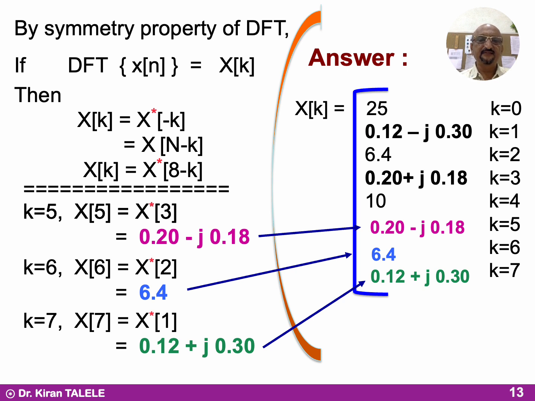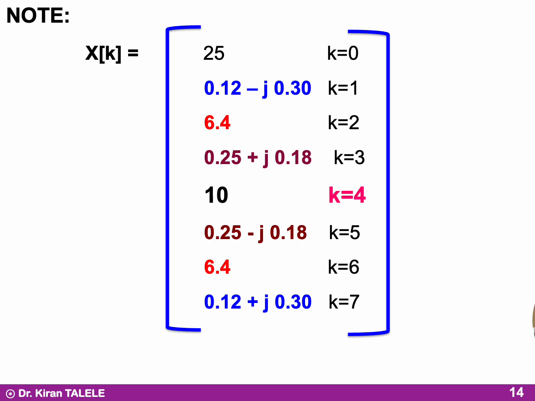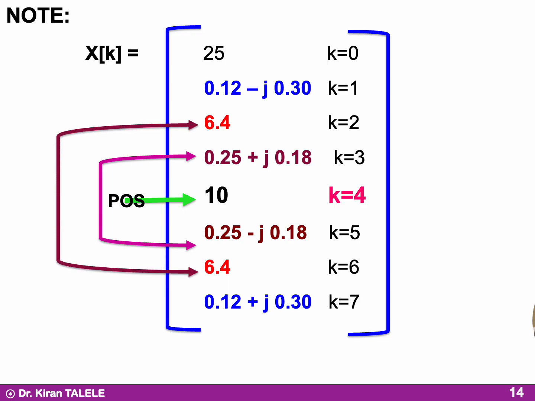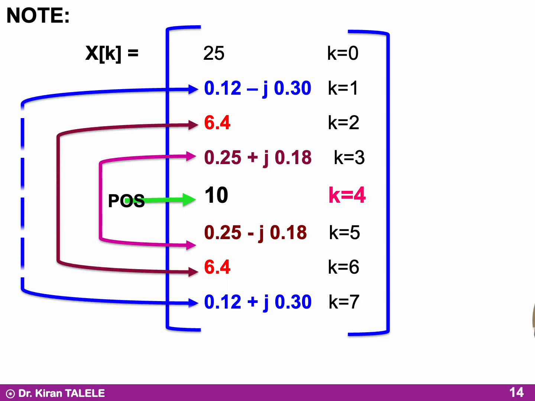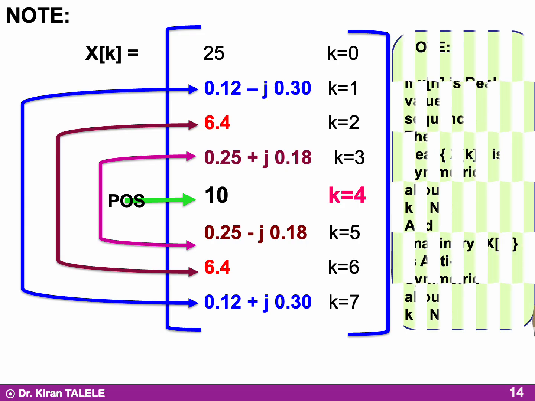If you see this result, we can compare these values with reference to this middle point. Remember that whenever the signal is a real valued sequence, then about this midpoint, both the side values are complex conjugates: plus j, minus j. 6.4 as it is because it's a real valued sequence. Minus j, plus j, complex conjugate. If you see the real part, they are symmetric. Symmetric means same on both the sides.